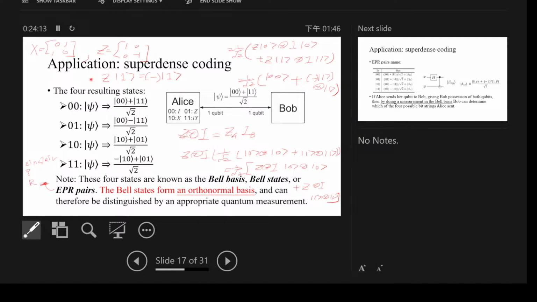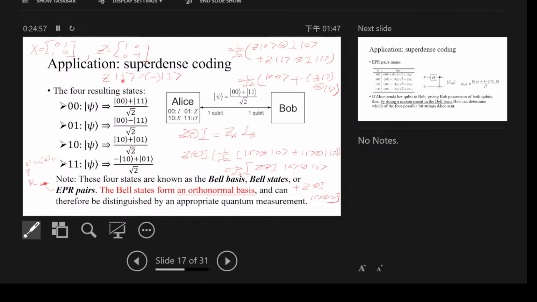Okay, and let's go back to superdense coding. As we said, the Bell states form an orthonormal basis, and it's something you can check in your homework. You just check that all of them are normalized and orthogonal to each other. What's important is that for every orthonormal basis you can do a quantum measurement that perfectly distinguishes states in that orthonormal basis. Then, going back to the superdense coding protocol.